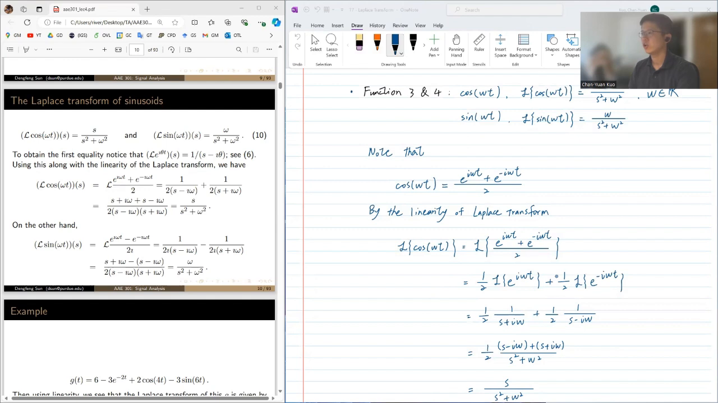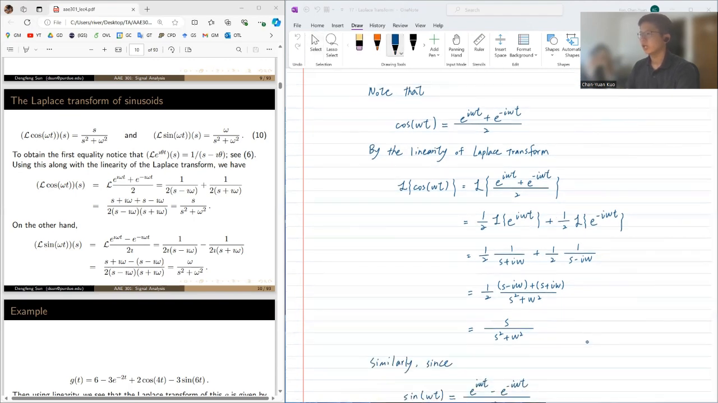And because we already know what the Laplace transform of an exponential function looks like, here we can directly apply the result that we have obtained before. So the Laplace transform of e to the I omega t will equal 1/(s minus I omega), and the Laplace transform of e to the negative I omega t will equal 1/(s plus I omega). Now we can combine these two terms together, and in the end, you will see that the Laplace transform of cosine of omega t will equal s/(s squared plus omega squared).